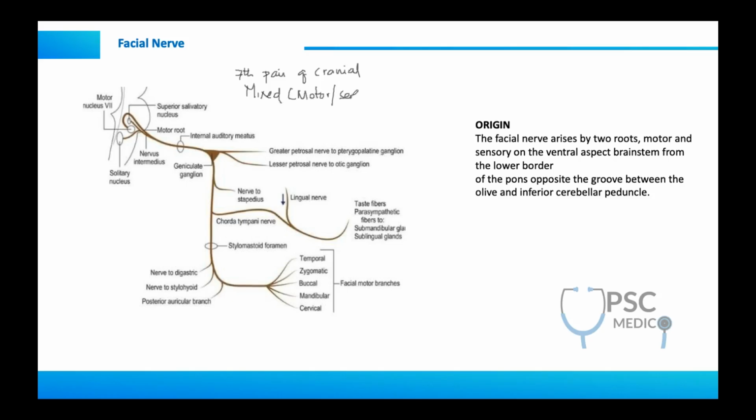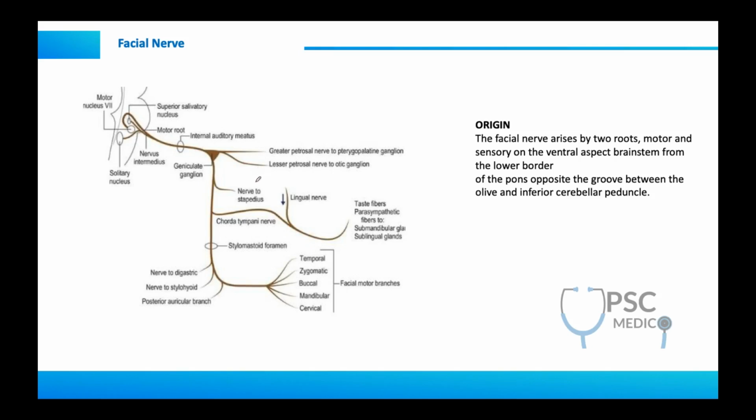So when I say it's both motor and sensory, it should have two roots, that is, both the motor root and the sensory root. And from where do they arise? They arise from the ventral aspect of the brain stem. As you can see, this is the midbrain, this is the pons, and this is the medulla. On the lower border of the pons you can see both the motor root and the sensory root taking origin.